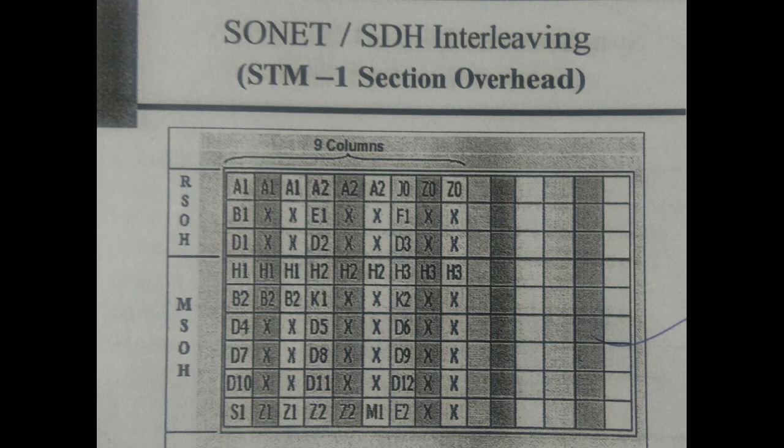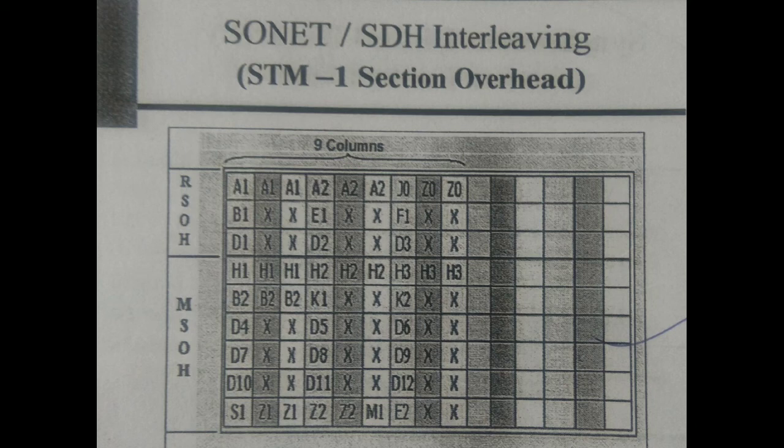K1 and K2 bytes are used for multiplex section protection and switching. Whenever K1 and K2 bytes are 0 and 1, and when it changes, the other side gets to know that there is a fault or fiber break, so its value changes. If it is 1, it goes to 0. If it is 0, it goes to 1. D4 to D12 is again a data communication channel, each having 64 kbps, which means around 576 kbps.